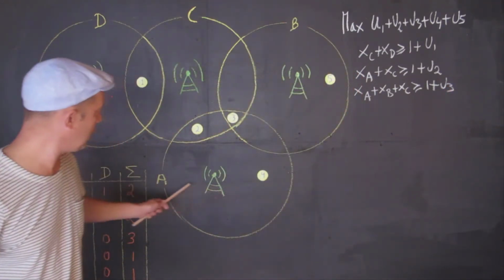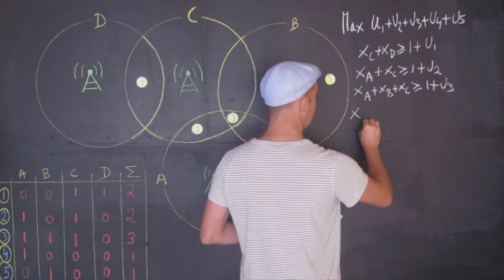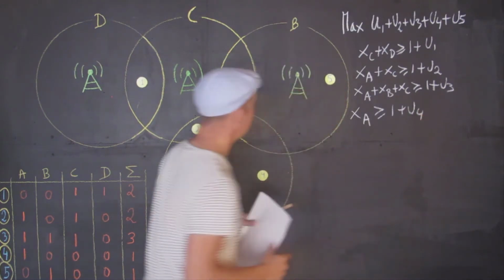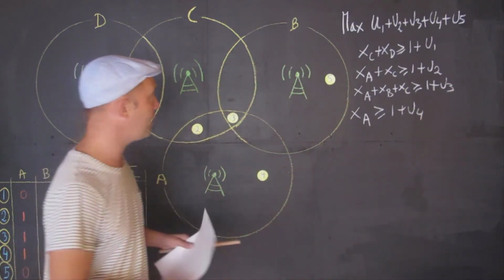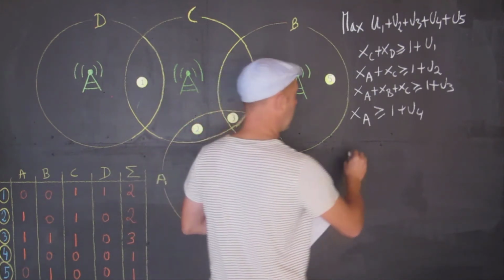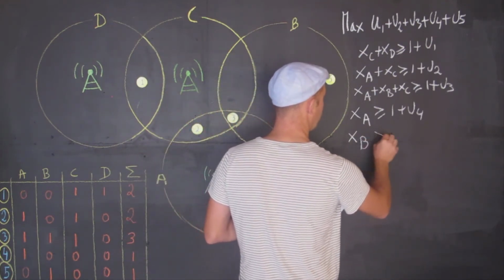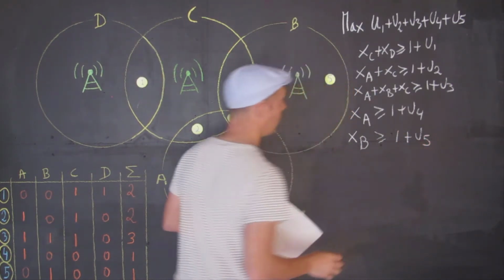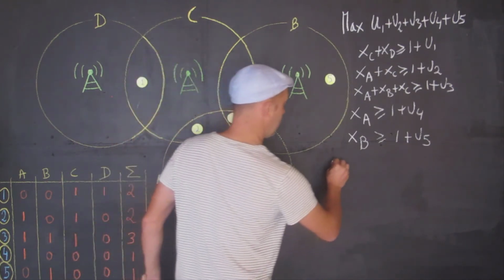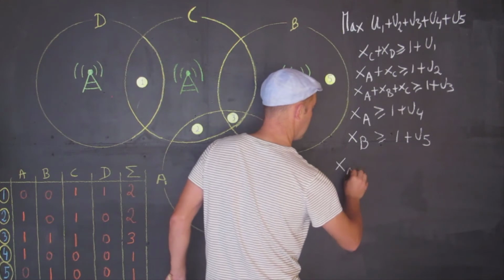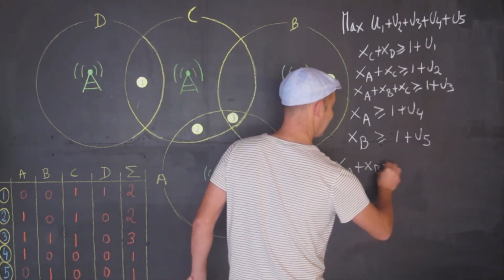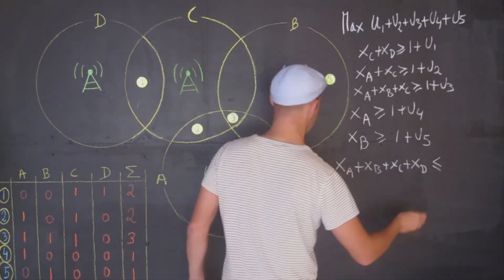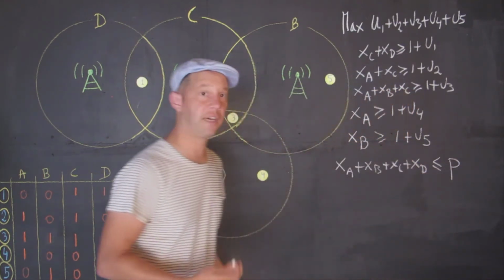Fourth demand node can only be covered by A, so that's pretty straightforward. We have xa greater or equal to 1 plus u4. Then for demand node 5, that would be xb greater or equal to 1 plus u5. Subject again to other constraints. The first one is that xa plus xb plus xc plus xd should be less or equal to p. P, we are going to define later on.